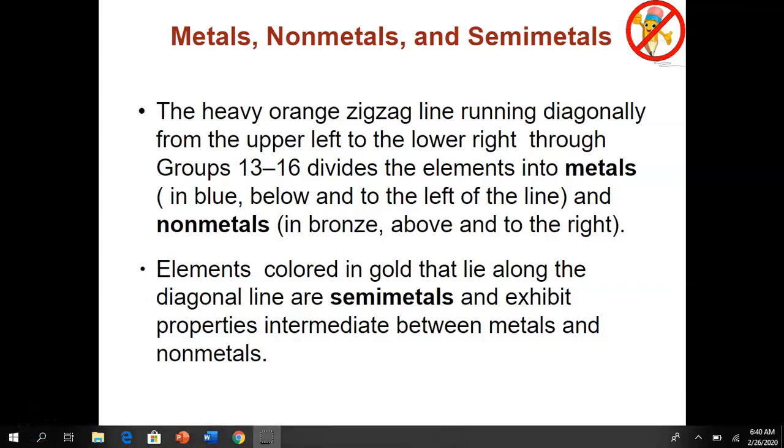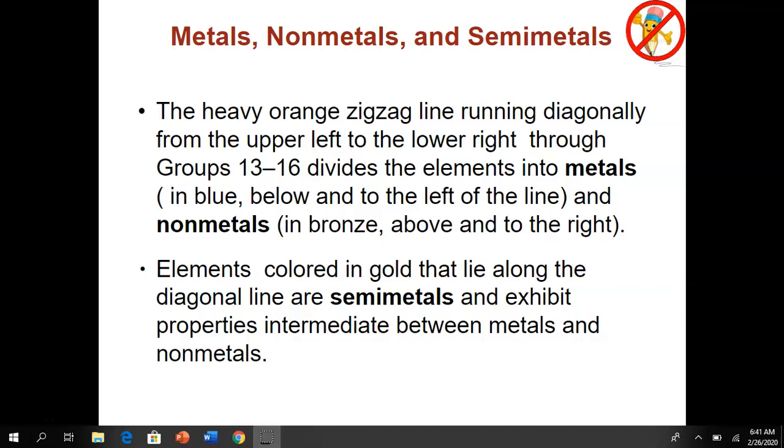So picking up where we left off, we talked about the semi-metals or the metalloids. Those are those 7 elements between groups 13 and 16, and they run diagonal. Okay, you should have drawn that line. It looks like a staircase.